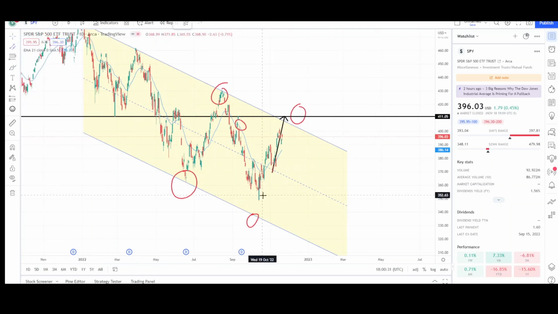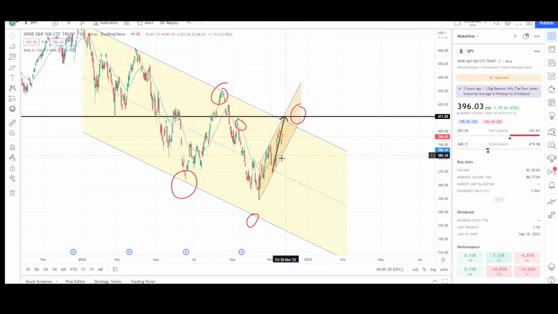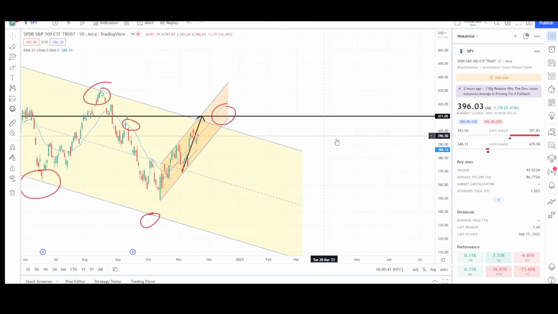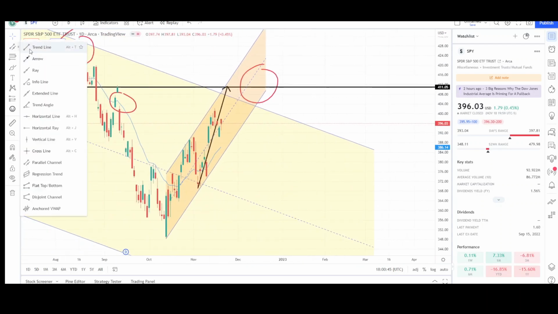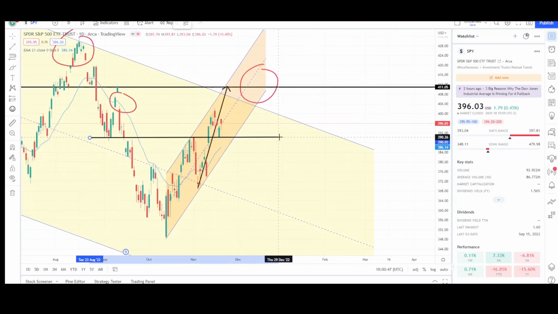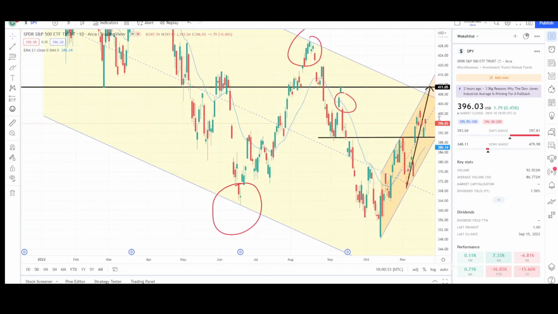We do have this potential orange channel supporting prices in the upward movement, and it's looking pretty good. We just bounced off that 390 level. You can see this 390 level was acting as support and resistance, and now we just bounced from it, so we found some type of support. So it does look semi-bullish in the short term for the SPY.